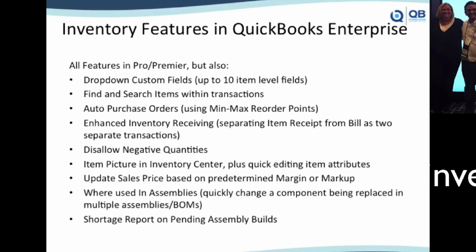Updating the sales price based on a predetermined margin or markup is also huge. This is when you need to always make, let's say, a 25% markup on a product, and the vendors change the price, and we can have QuickBooks automatically change the list price as well.